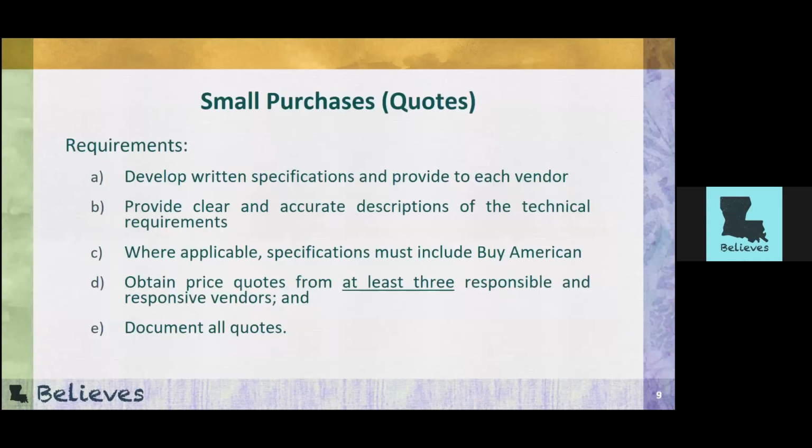Remember, on quotes, you still have to have specifications and you still have to provide them to each vendor. You want to make sure you provide clear and accurate descriptions of the technical requirements. Make sure you include the Buy American provision where applicable, and make sure that you obtain at least 3 quotes from 3 different responsible and responsive vendors, and make sure you document all of your quotes. There were numerous findings on administrative reviews because SFAs said they got quotes, but they didn't maintain the documentation. And I really always recommend obtaining written quotes versus verbal quotes to make sure that the vendors receive the same information and specifications.